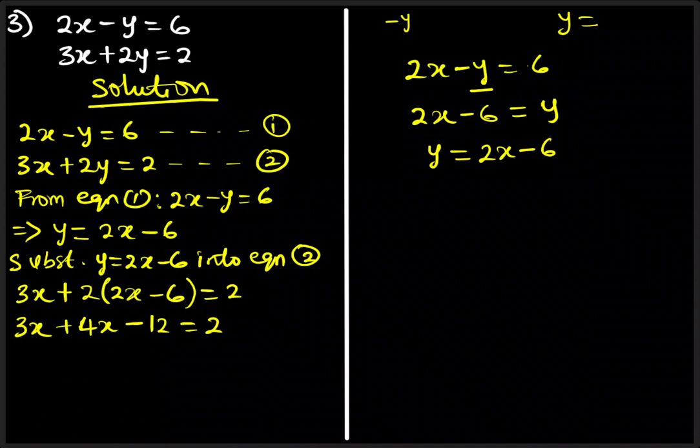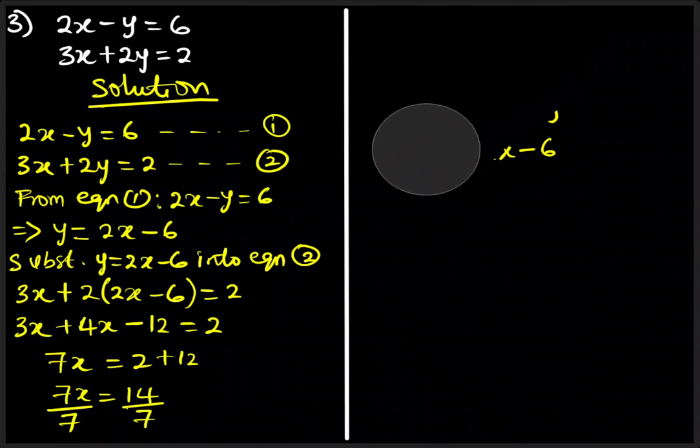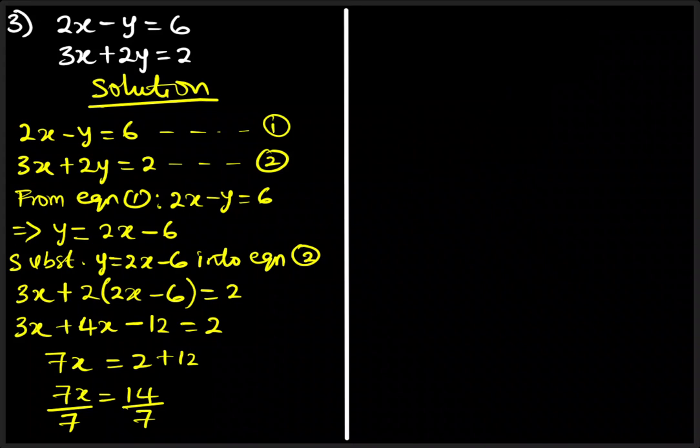So we are looking at 3x plus 4x, 7x equal to 2 plus 12. That will give us 7x equal to 14, and then all over 7, all over 7. So what are we having there? Let's see. That will give us that our value of x is equal to 2.